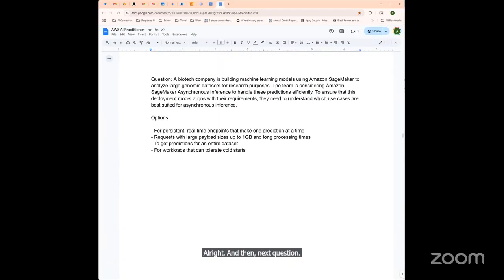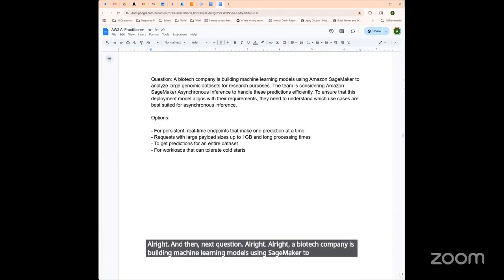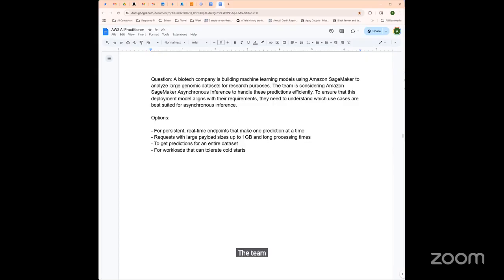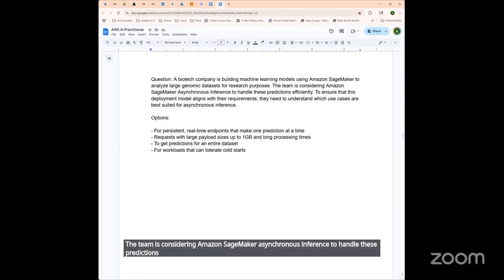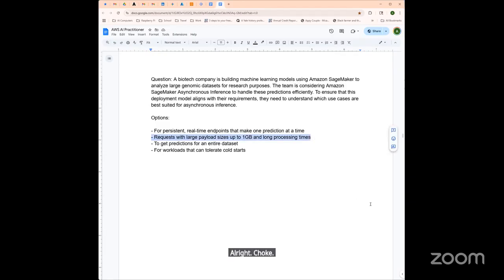All right. A biotech company is building machine learning models using SageMaker to analyze large genomic data sets for research purposes. The team is considering Amazon SageMaker asynchronous inference to handle these predictions efficiently. To ensure that this deployment model aligns with their requirements, they need to understand which use cases are best suited for asynchronous inference. All right. So requests with large payload sizes up to 1 GB and long processing times, right? So why is this correct?